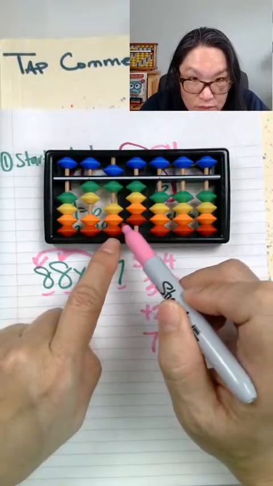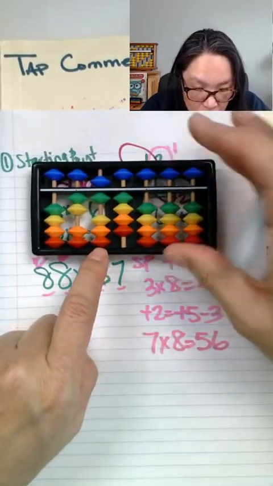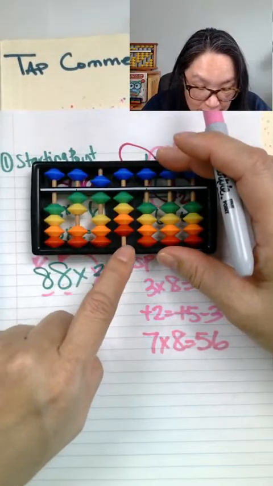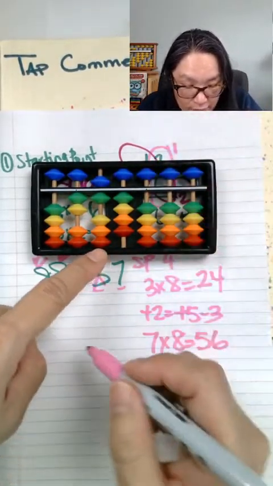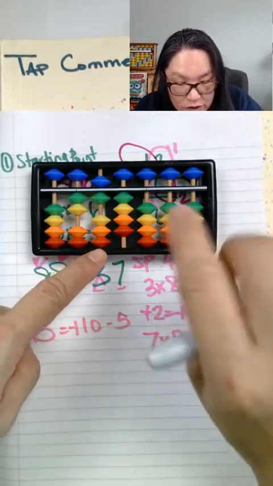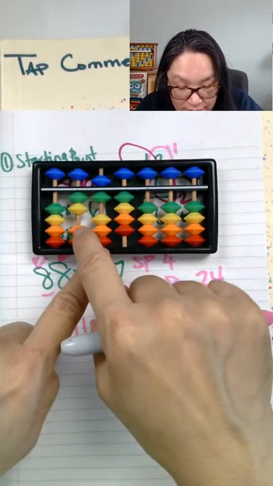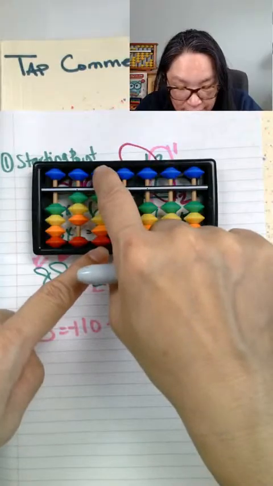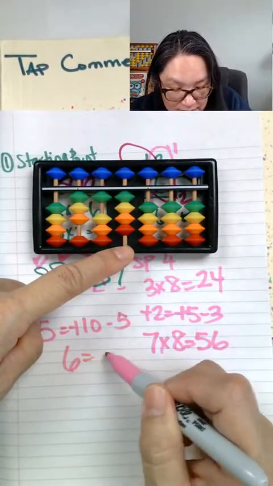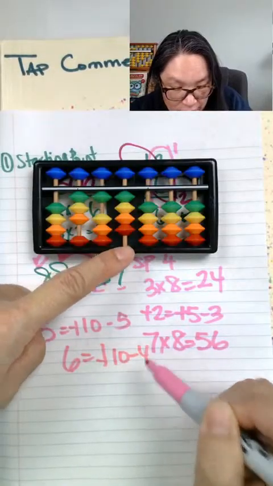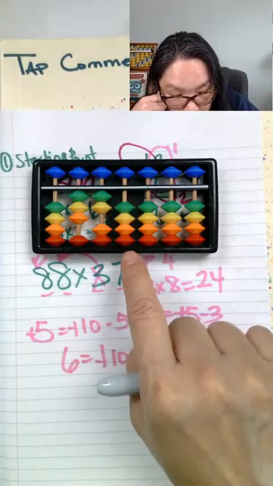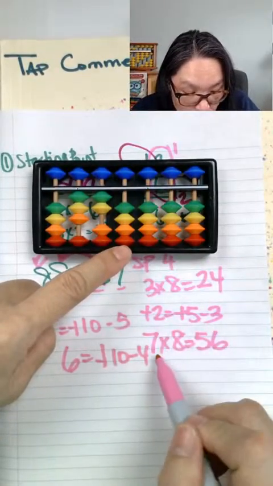Now this is where it gets a little complicated because you really need to be solid in your formulas, right? So I need to add 50, I need to add 6. Plus the 5 is equal to plus the 10 minus 5. So I'm adding 50 here. And now I need to add 6. So my 6 is plus the 10 minus 4. So I plus the 10 and take away the 4. That's 1, right?